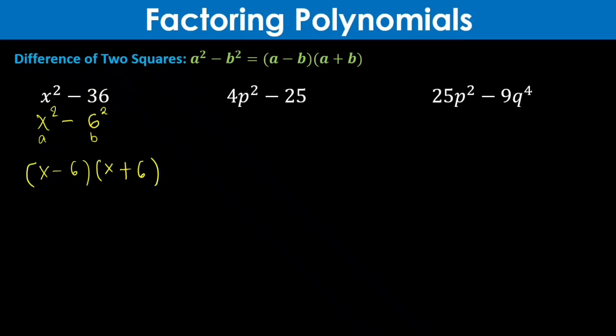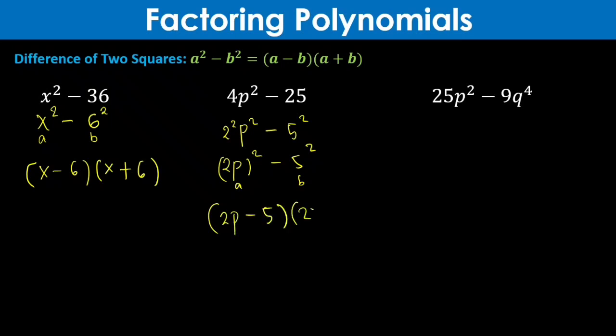For number 2, let's express this first as squares. 4 can be expressed as 2 squared, and 25 can be expressed as 5 squared. Now we can single out the square, written as 2p squared minus 5 squared. Hence our a is 2p and our b is 5. We can now write this as a minus b, which is 2p minus 5, and 2p plus 5.